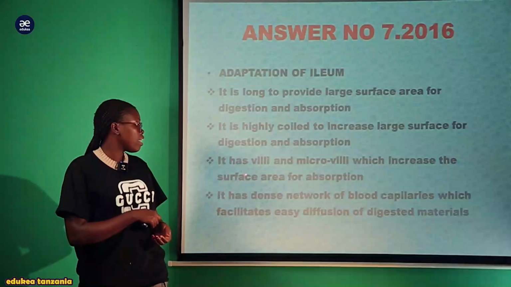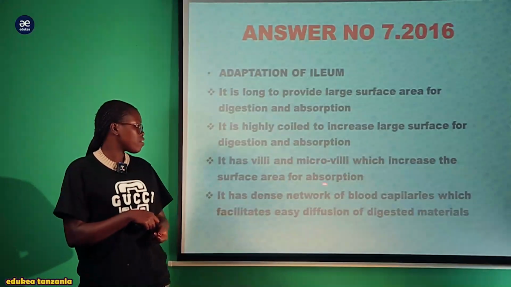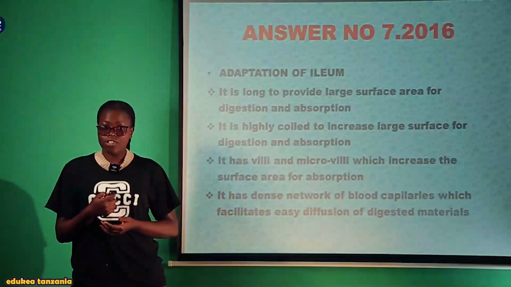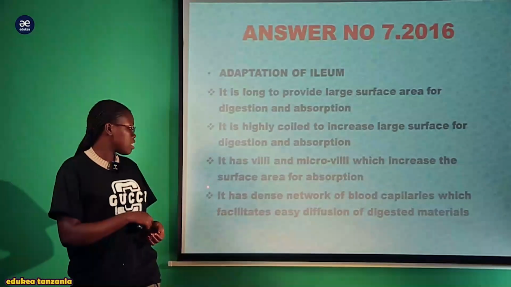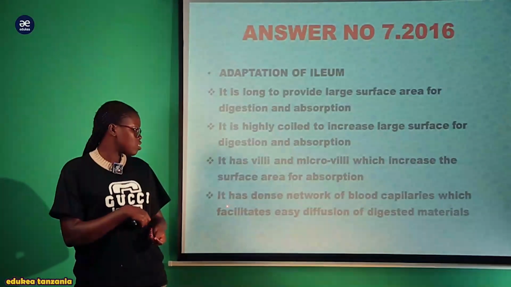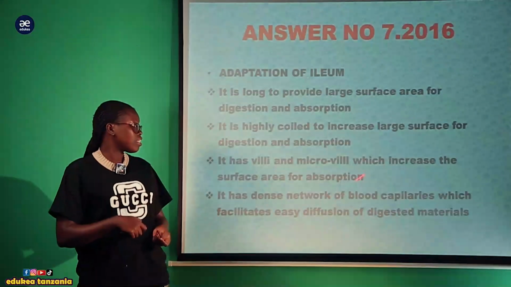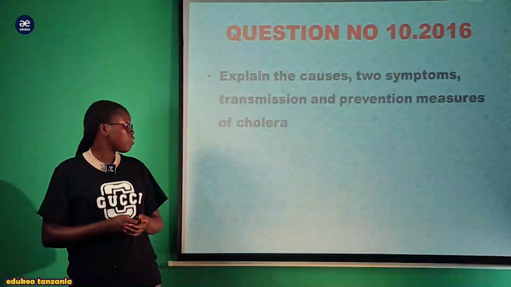Also it has villi and microvilli, which increase the surface area for absorption. Villi together with microvilli are there to increase the surface area for absorption. Likewise it has a dense network of blood capillaries, which facilitates the easy diffusion of digested material. So these are the major adaptations of the ileum.